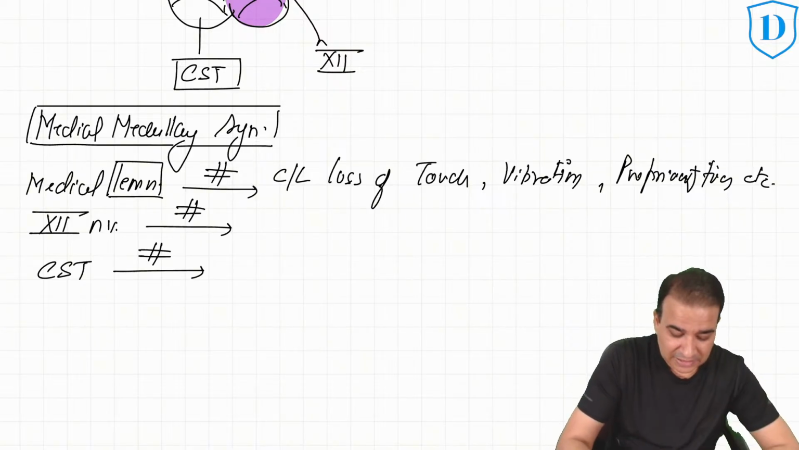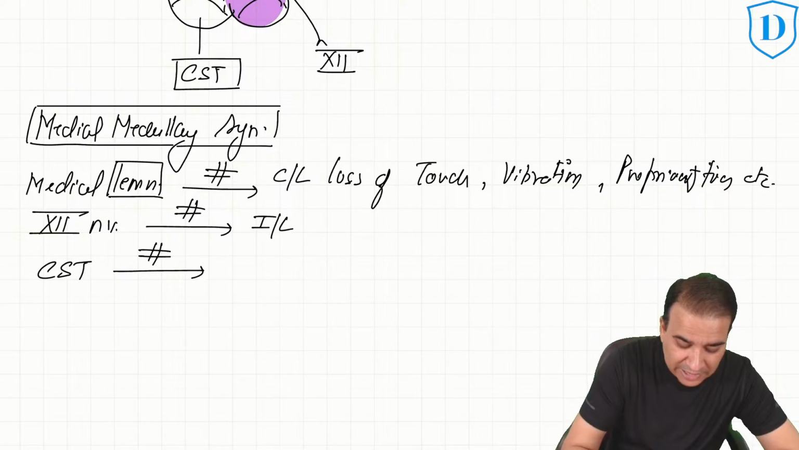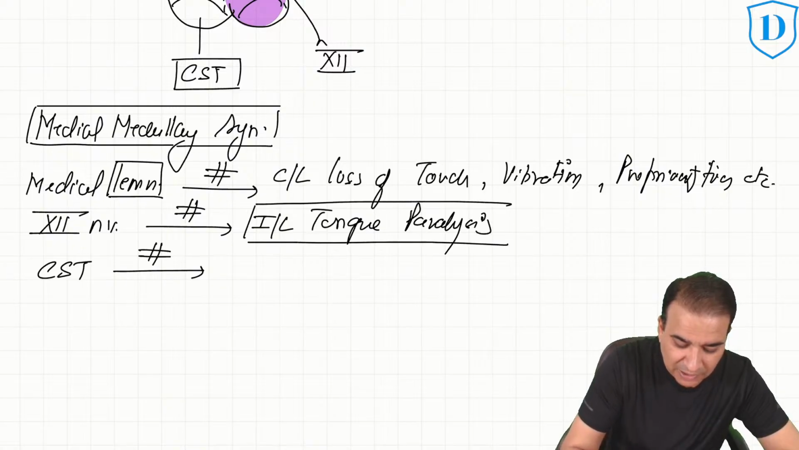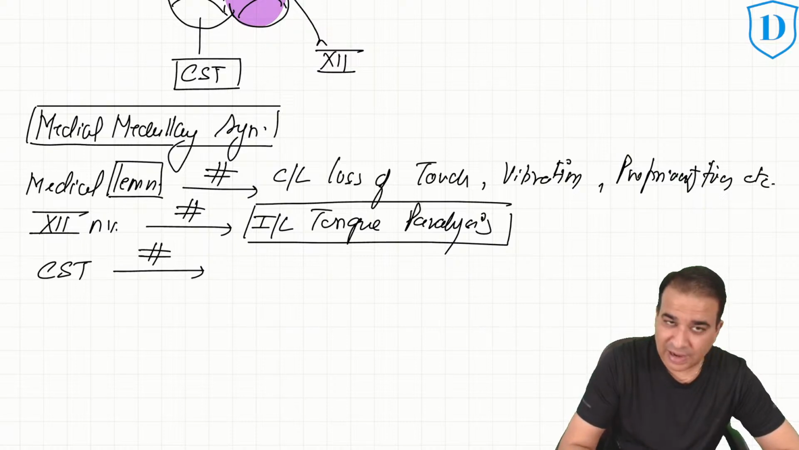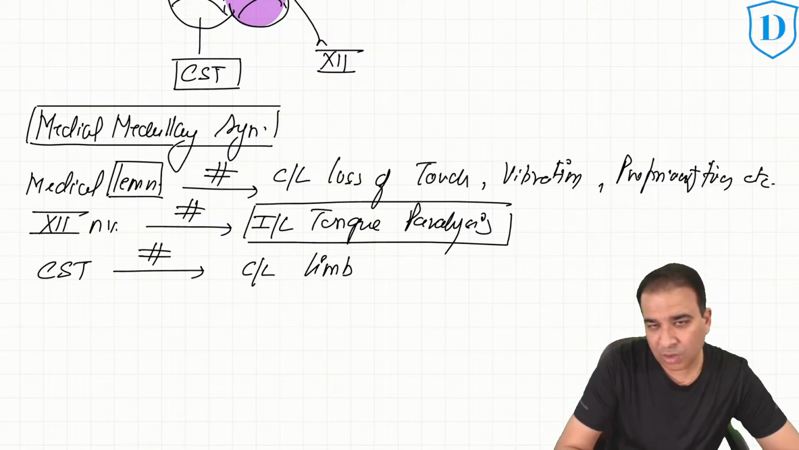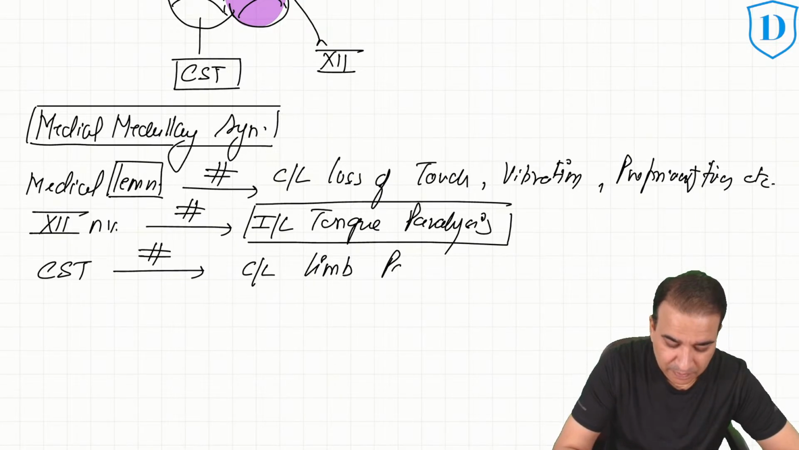The hypoglossal nerve is injured, guys. The hypoglossal nerve is injured, so there is an ipsilateral tongue paralysis. Ipsilateral tongue paralysis. I told you that the tongue will deviate toward the ipsilateral side only. And the corticospinal tract is involved. That means there is contralateral limb paralysis, or contralateral limb muscle involvement, or you can say contralateral hemiplegia.